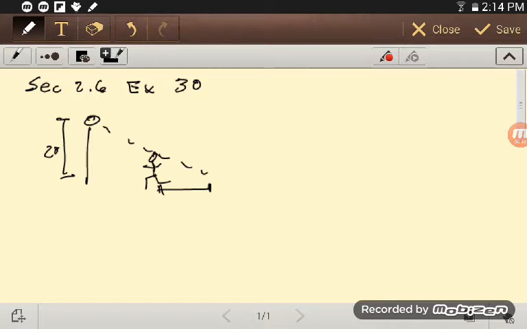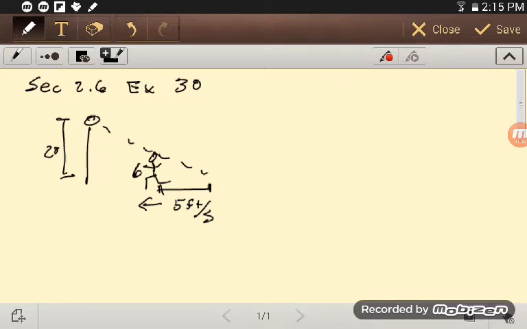And let's see, it says repeat exercise 29 for a man 6 feet tall, so this is 6 feet here, walking at a rate of 5 feet per second toward the light. I always thought we were told don't go toward the light, but anyway, so here we're going at 5 feet per second, and we want to know how the shadow length is changing, right?